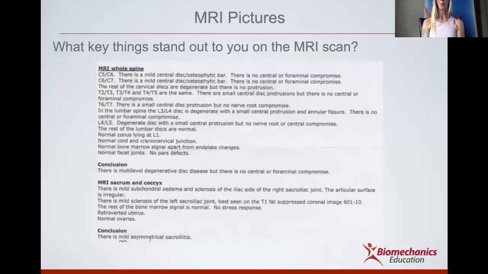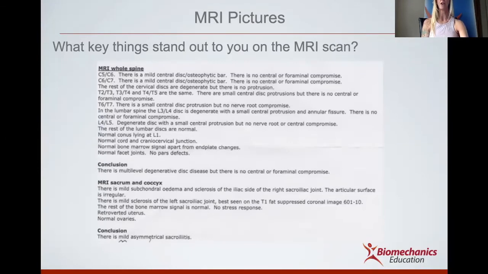Okay, so we'll run through some of these sentences. Hopefully what you found when you did your research was that there is probably nothing to worry too much about as we run down. Mild central disc, osteophytic bar. An osteophytic bar is a bony growth or spur, but it's saying there's no central foraminal compromise. There's no compromise to that gap or the center of the foramen. The rest of the cervical disc is degenerate, but there's no protrusion, so they're ruling things out here.